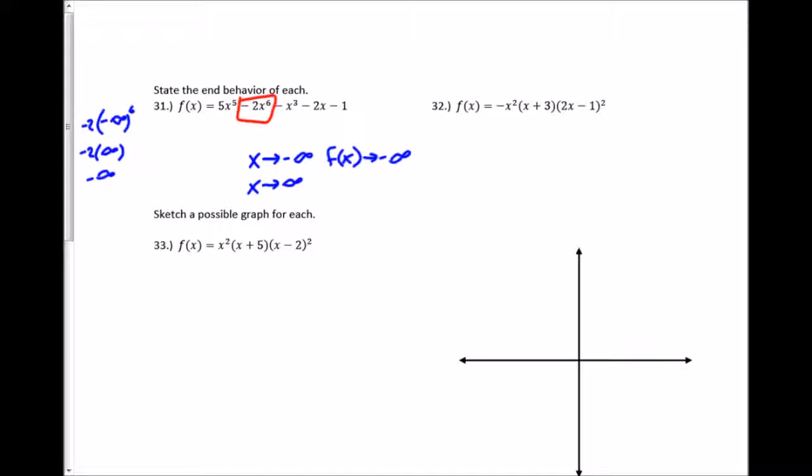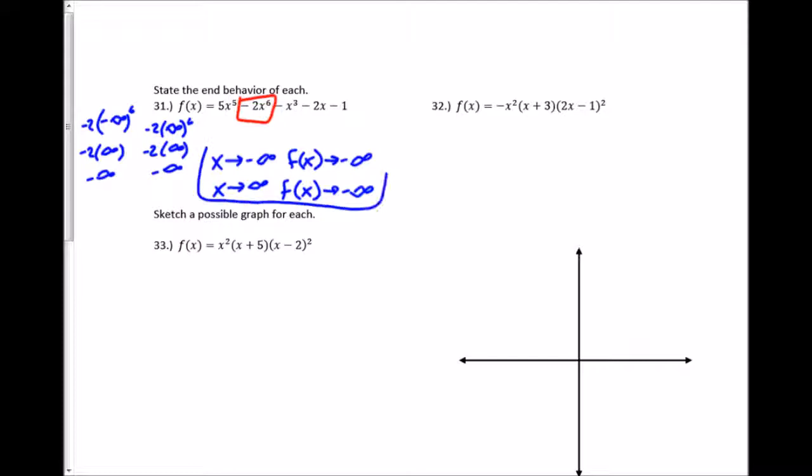Okay? I do the same thing with the positive infinity. I plug a positive infinity in here and see what I get. That gives me a negative 2 times a positive, which is a negative. So f of x was a negative infinity once again. So that's my end behavior for this one. Okay? Scoot those over.